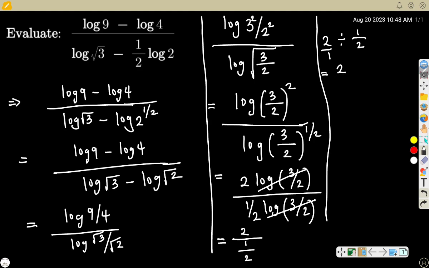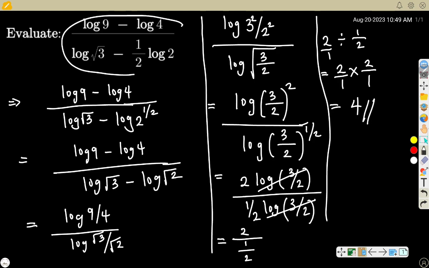And anytime division changes to times, the numerator will go to denominator and denominator will go to numerator. So 2 will go to numerator, 1 will come to denominator. So anytime division changes to times, so 2 times 2, 4. So that means the answer to this question, if you evaluate, is 4.